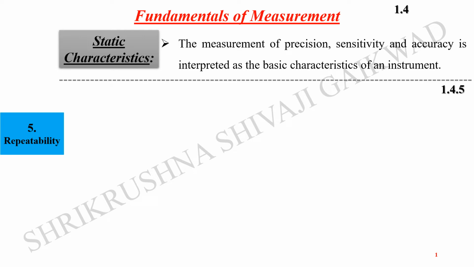Hello friends, in continuation with the last lecture, now we'll talk about the remaining static characteristics of measuring instruments, or the measuring devices in instrumentation. The next property is repeatability. Repeatability is just trying to measure the output or any value a number of times, right?